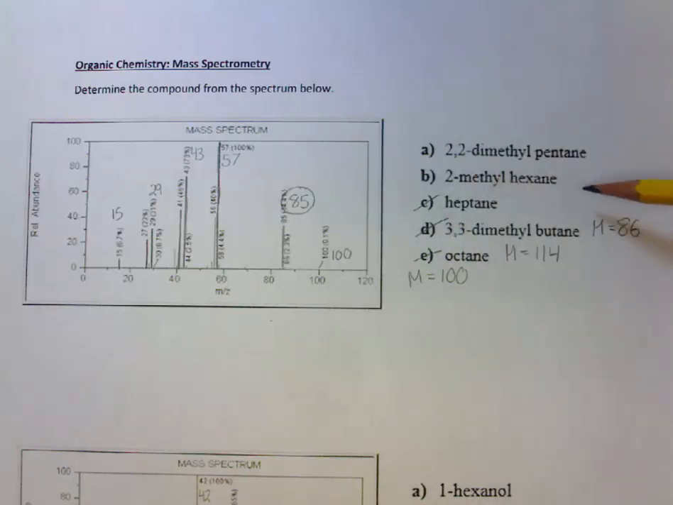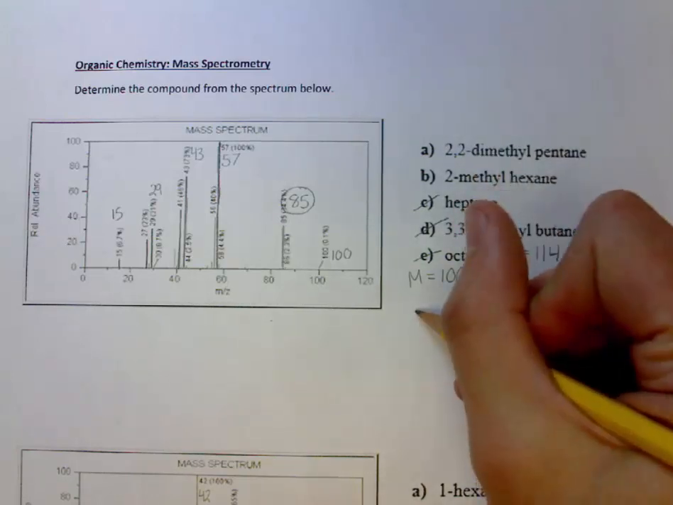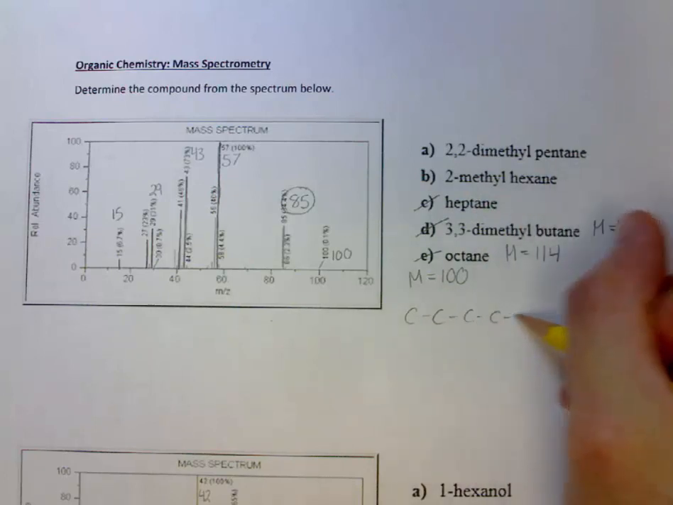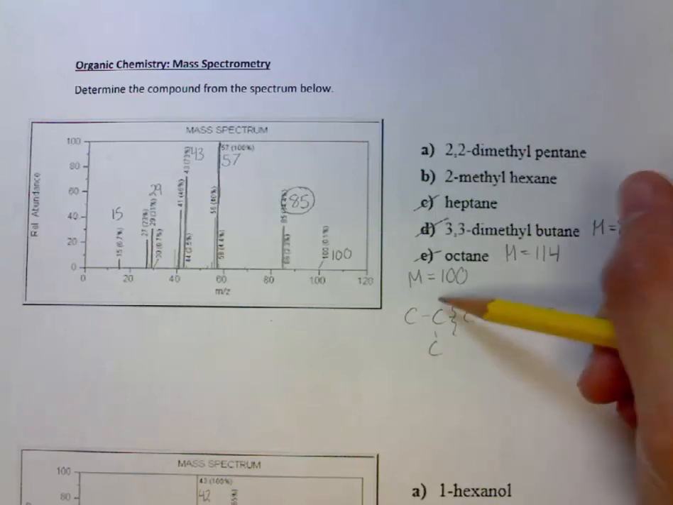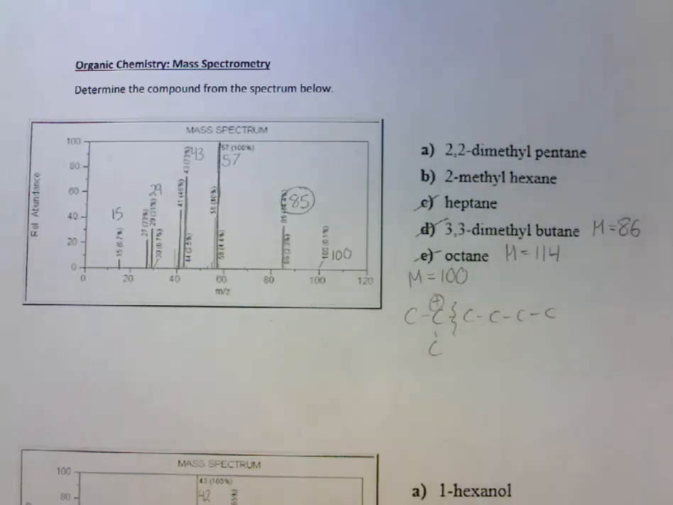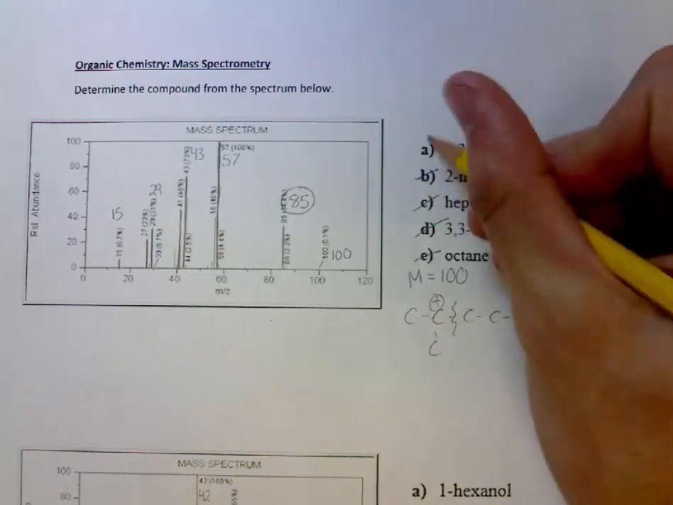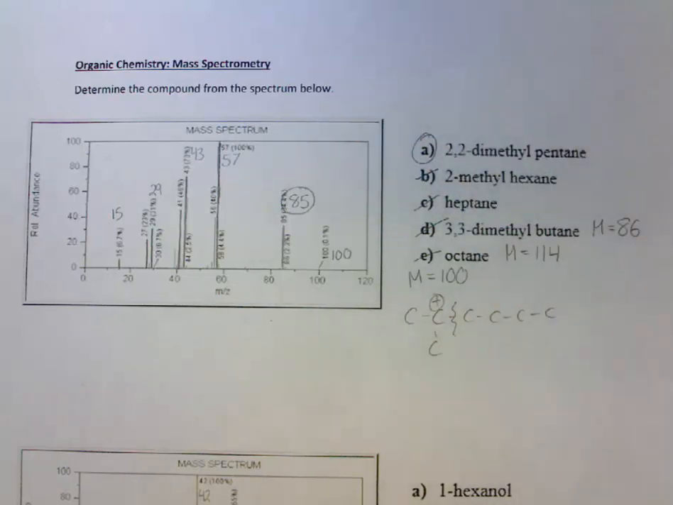For B, for 2-methylhexane, we would not get a base peak of 57. We would get a base peak at 43. Therefore, B is not the correct answer, and we are left with A. A has the appropriate M value, and it will form the base peak at 57.